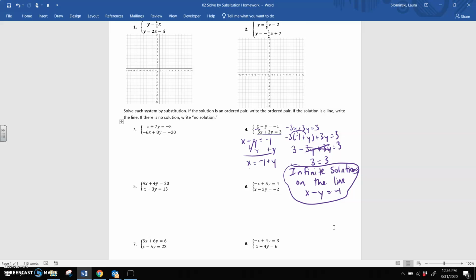So that's how you do substitution, but it only gets you halfway through actually, because you got to that point where the variable canceled out, which means you have to decide, is your answer true or not? If it's true, it's infinite solutions.